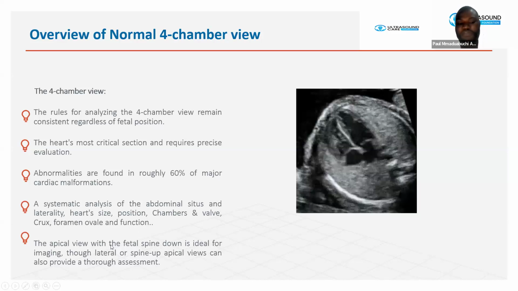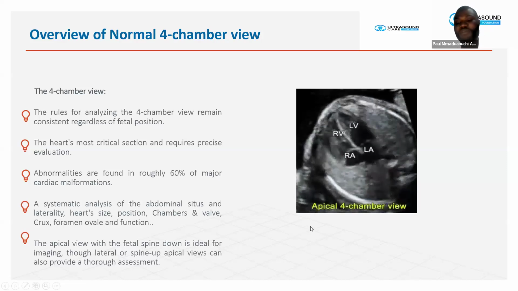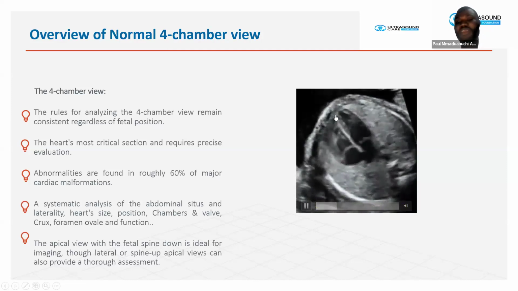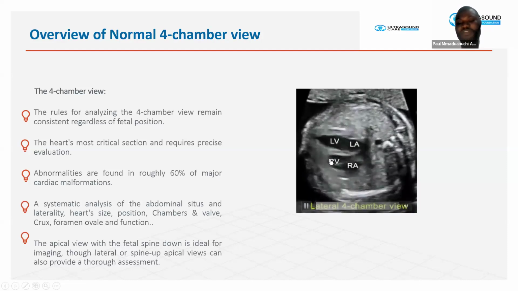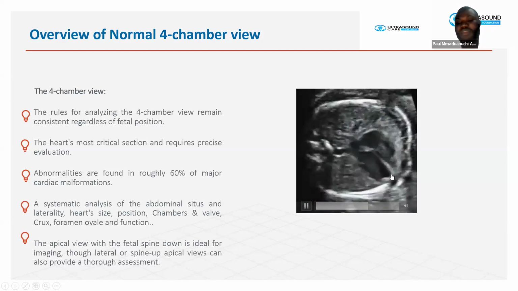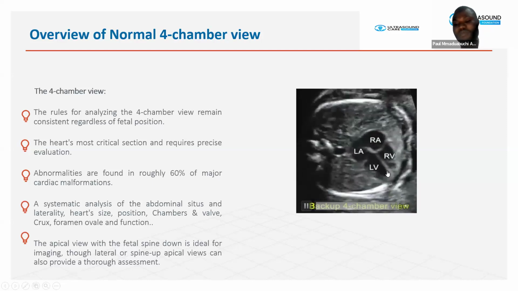So the apical view, as you can see on this image, is actually the ideal way to image the heart. However, you can still image the heart when it is not in apical view, when it is back up, when the apex is down, or when it is lateral, when the apex is sideways. So I just played this video for better understanding. So this is an apical 4-chamber view. You can see the apex, and this is the lateral, where you have the lateral 4-chamber view, and this is the backup view when the fetus is lying prone.